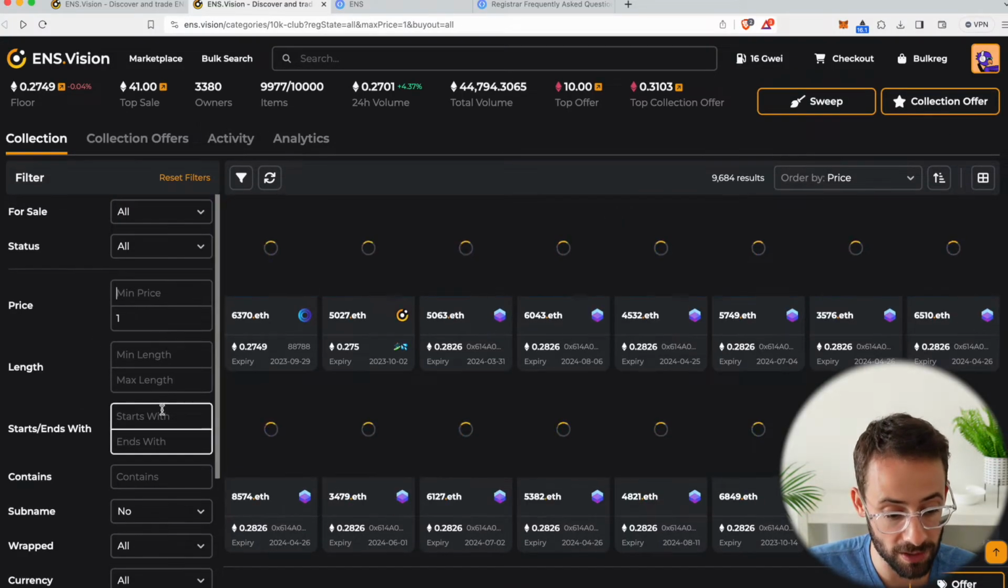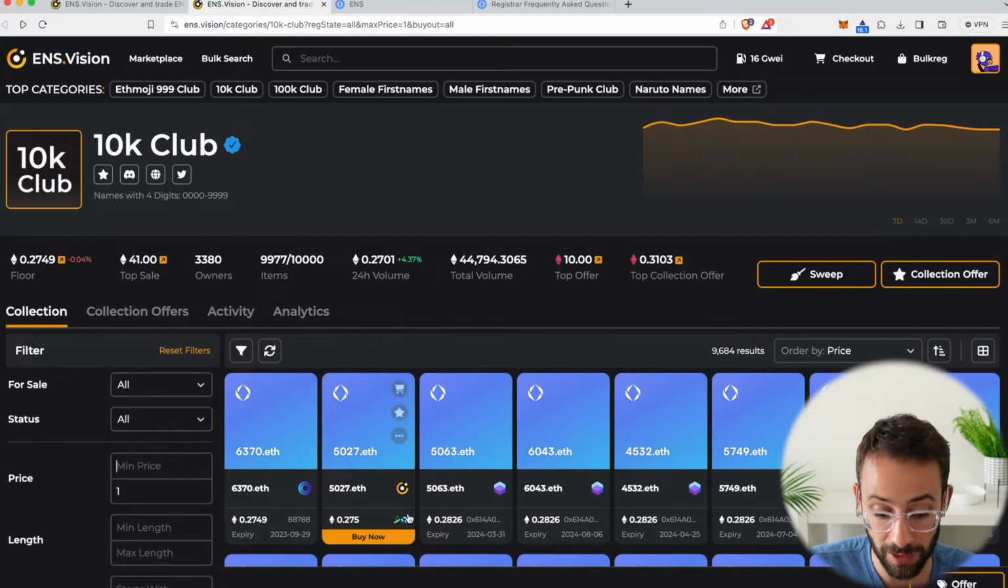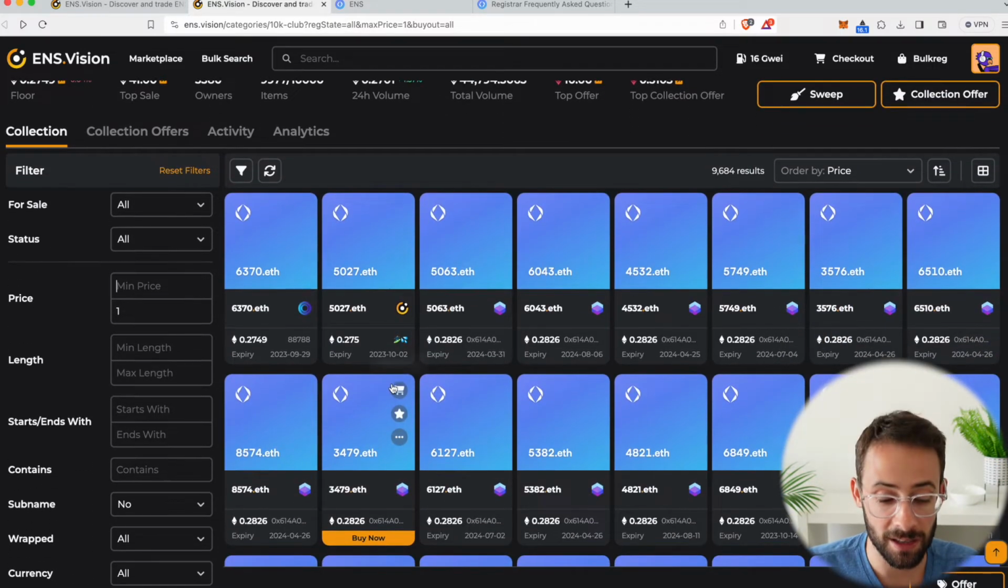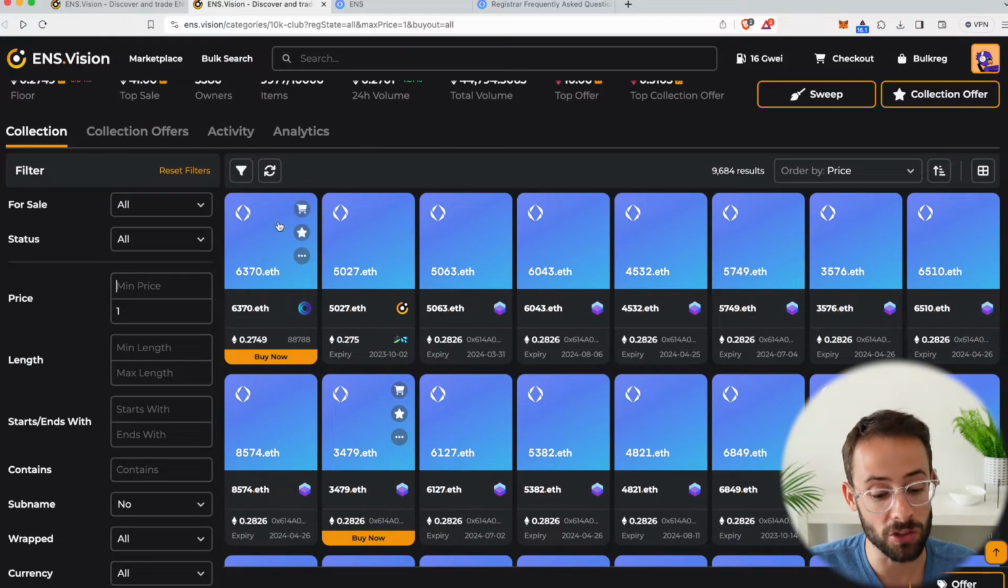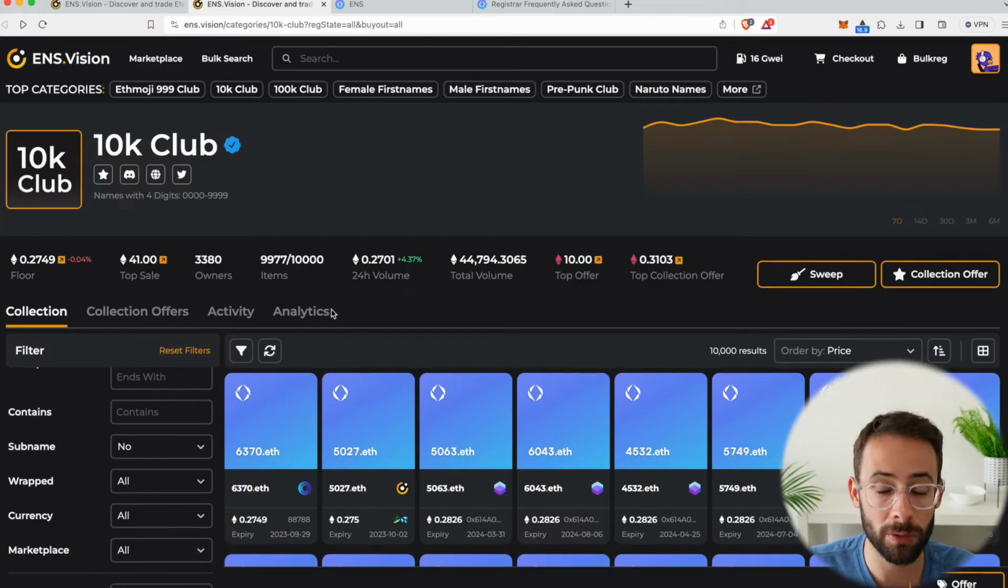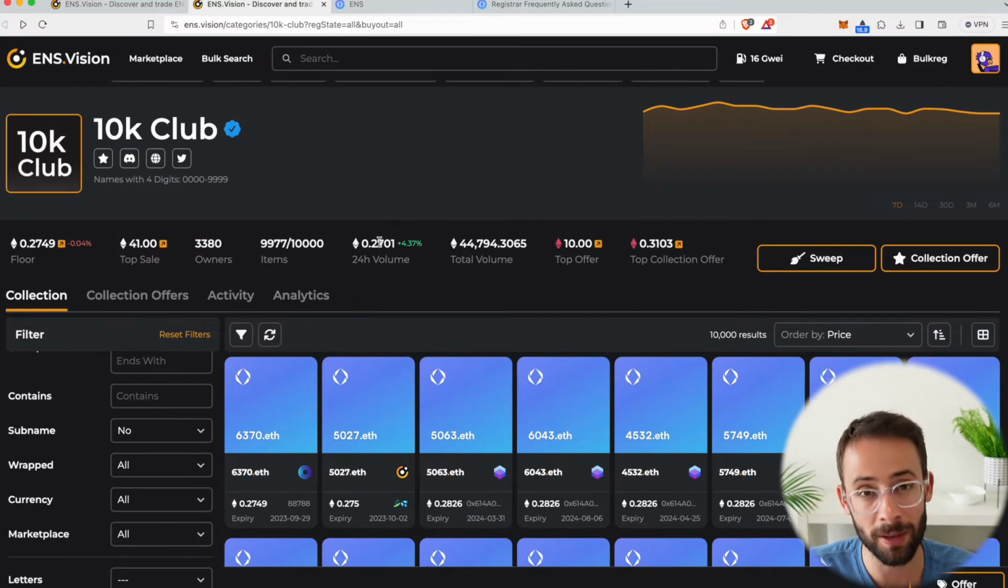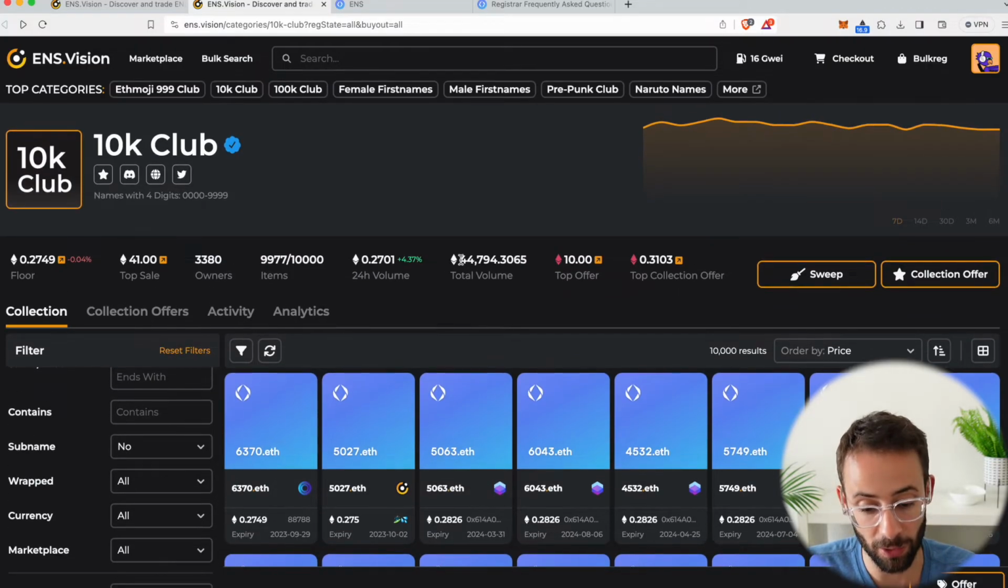So there's different ways that you can sort through and filter a collection to find an ENS domain that you actually like, if you don't just want to buy, for example, the floor one. Other useful pieces of information you can see are, for example, the 24-hour volume, in this case 0.27 ETH, so likely that means only one of these domains was sold in the last 24 hours, but the total volume is almost 45,000 ETH, which at this point is millions of dollars for sure.